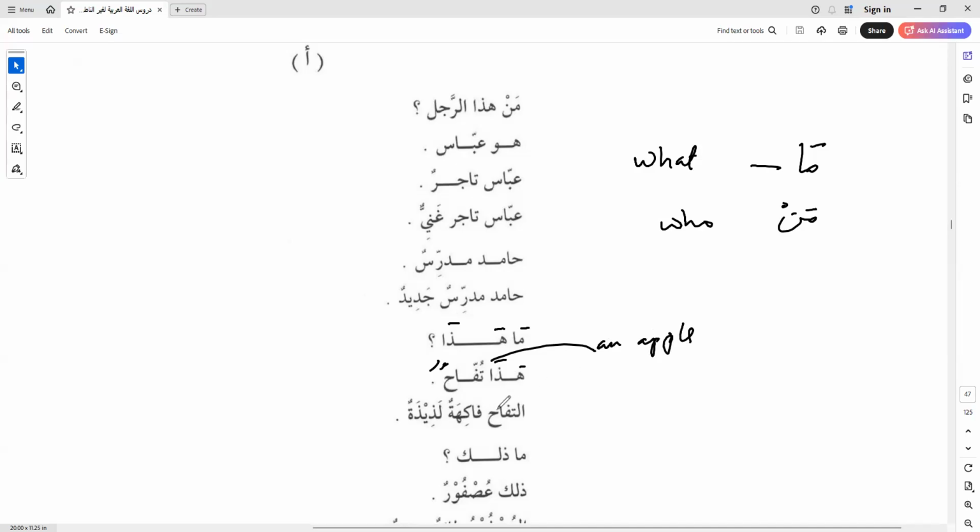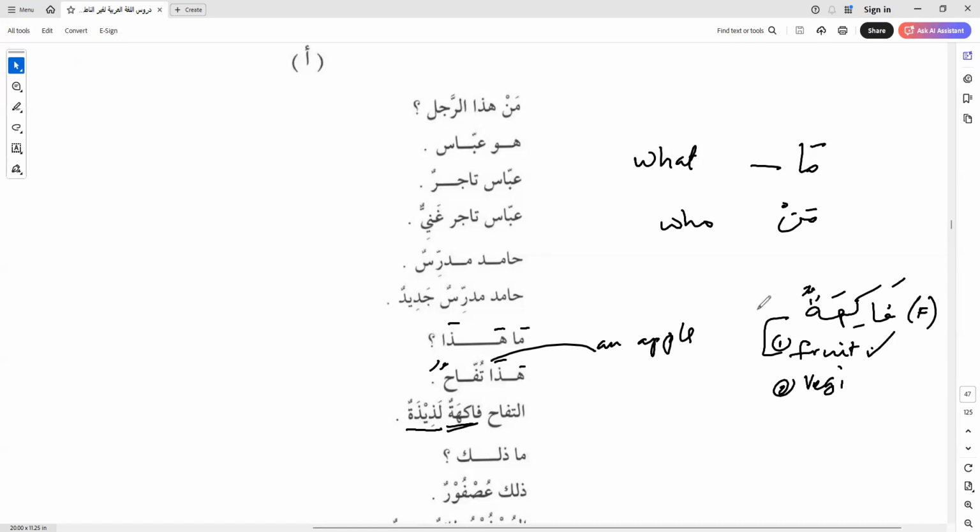التفاح, the apple, is فاكهة. فاكهة, fruit. Some people say fakihatun is vegetable, so it's veggie. But here it is fruit. Fakihatun ledhidatun. Now look, sorry, tufahun. Tufah, apple. Fakiha, fruit. Now, fakihatun is considered what? Feminine.